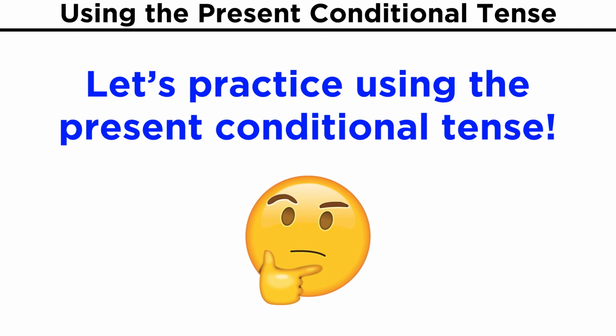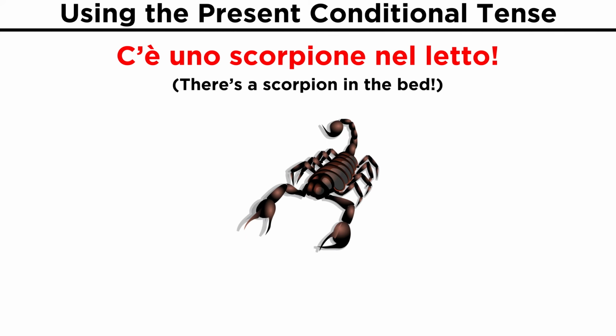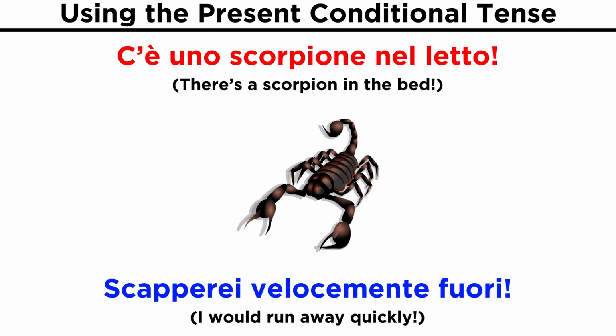Now let's practice using the present conditional tense. We will propose some different scenarios, and you can try to come up with a prediction regarding what you would do in each situation, using a verb in the present conditional tense. C'è uno scorpione nel letto. Scapperei velocemente fuori.